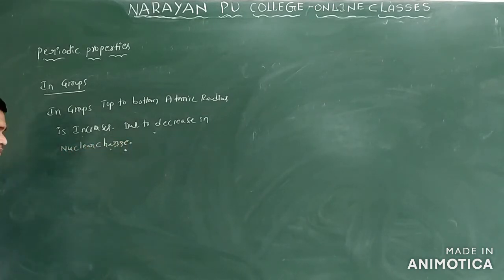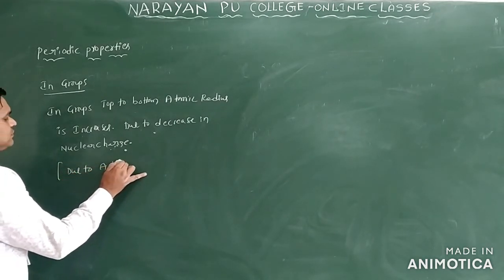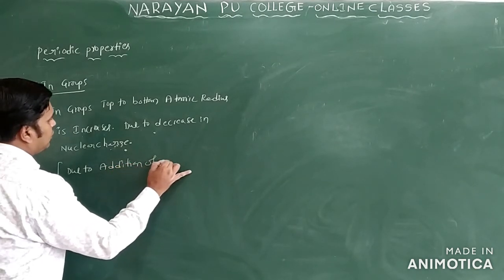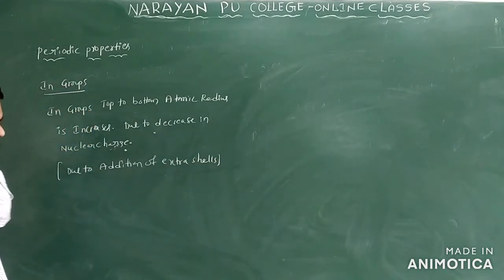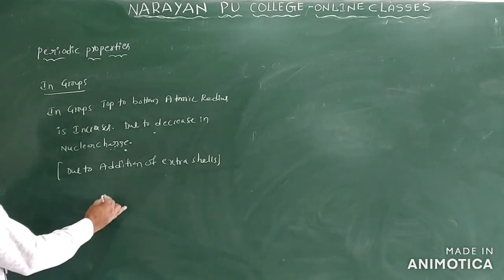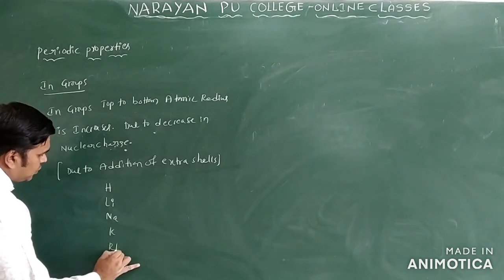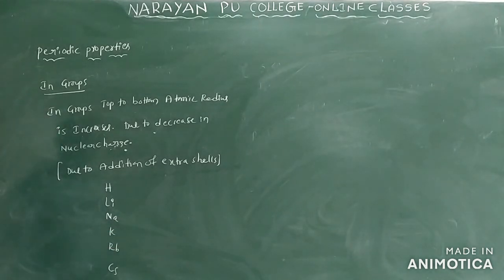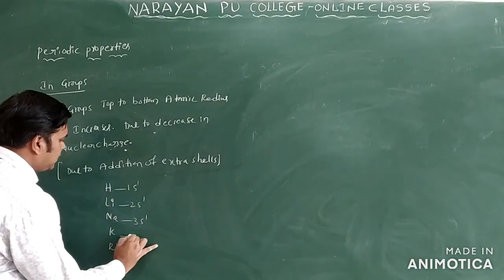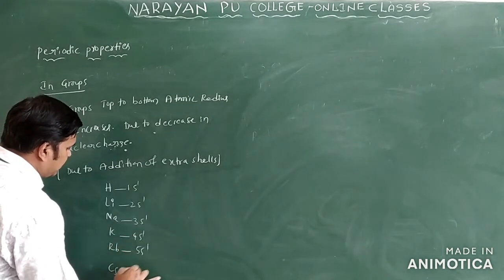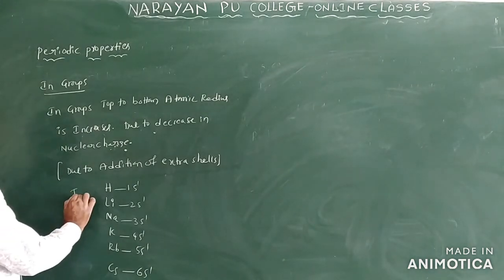Or you can write one more reason here: due to addition of extra shells only. Let us see the elements from the first A group. What elements do we have? Hydrogen, lithium, sodium, potassium, rubidium and cesium. Up to cesium I am taking only. Hydrogen is 1s1, this is 2s1, this is 3s1, this is 4s1, this is 5s1, this is 6s1 only. So these are the first A group elements only.